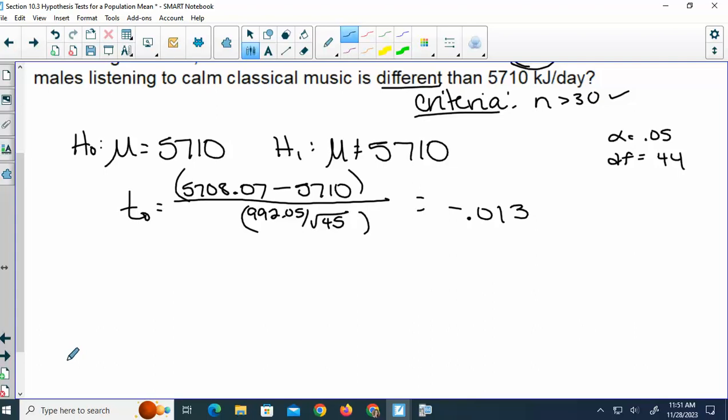Everybody with me so far? So now we need to compare it to the critical value. So we are testing not equal. That means it's a two-tailed test. If my alpha is 0.05, then how much goes in each tail?